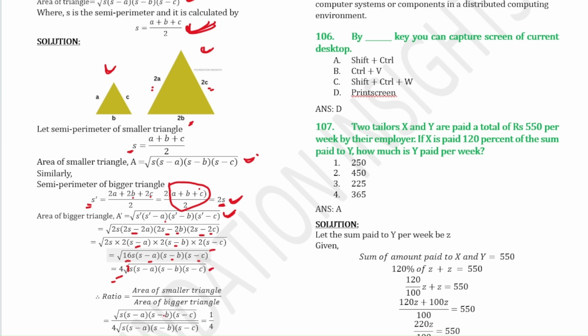So area of smaller triangle is given by this one, okay? Yes or no? We have already found out here. And then the area of the bigger triangle is given by this. So we can cancel this and this, right? So if you cancel this and this, then you will get your answers 1 by 4. So 1:4 is the correct answer.